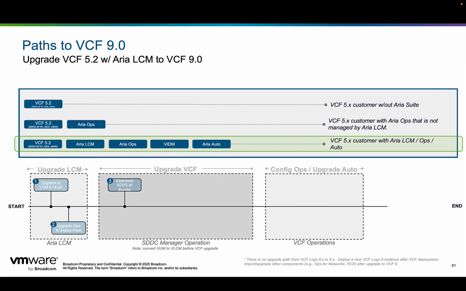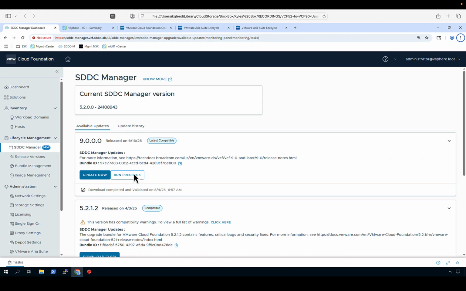Switching back over to our overview. Once we have downloaded the update, the next step is to upgrade the SDDC Manager. So to upgrade the SDDC Manager, we can continue from where we left off by clicking Run Pre-Check. This will go out and check the management domain, looking for any issues that might prevent a successful upgrade. You'll want to make sure this is completed successfully.